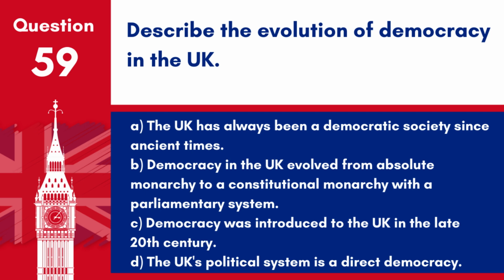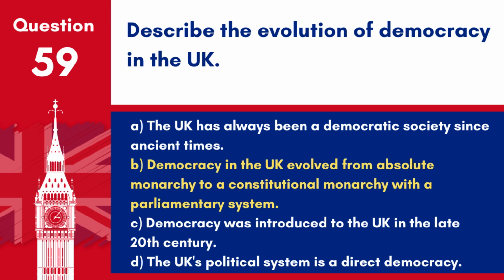Question 59. Describe the evolution of democracy in the UK. A. The UK has always been a democratic society since ancient times. B. Democracy in the UK evolved from absolute monarchy to a constitutional monarchy with a parliamentary system. C. Democracy was introduced to the UK in the late 20th century. D. The UK's political system is a direct democracy.